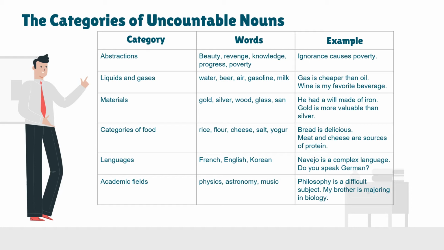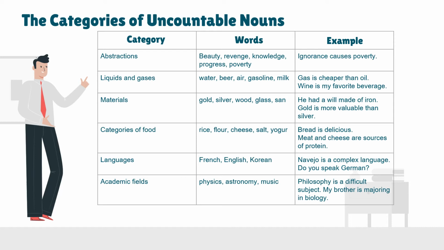The third category is materials, like gold, silver, wood, glass, sand. For example, he had a wheel made of iron. Gold is more valuable than silver.